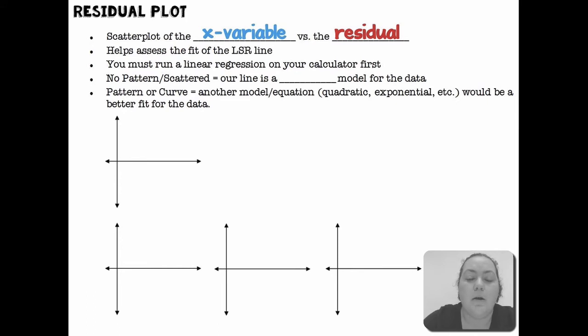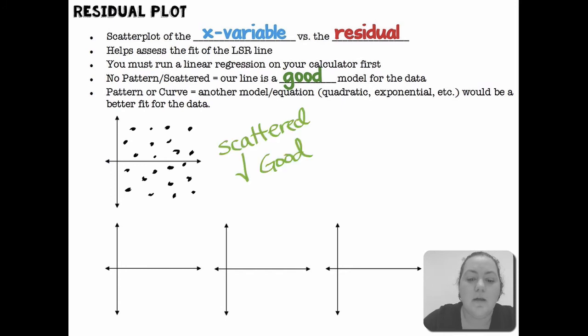If you see no pattern and everything's really scattered, then our line is a good model for the data we're given. If you see some sort of pattern or curve, then another model or equation would be a better fit for this data. So maybe it's quadratic, maybe it's exponential, maybe it's something else. So if this is scattered, all the points are just kind of all over the place, that is good. That's what you want to see. Then we can check that off and say our line of best fit should be a good model.